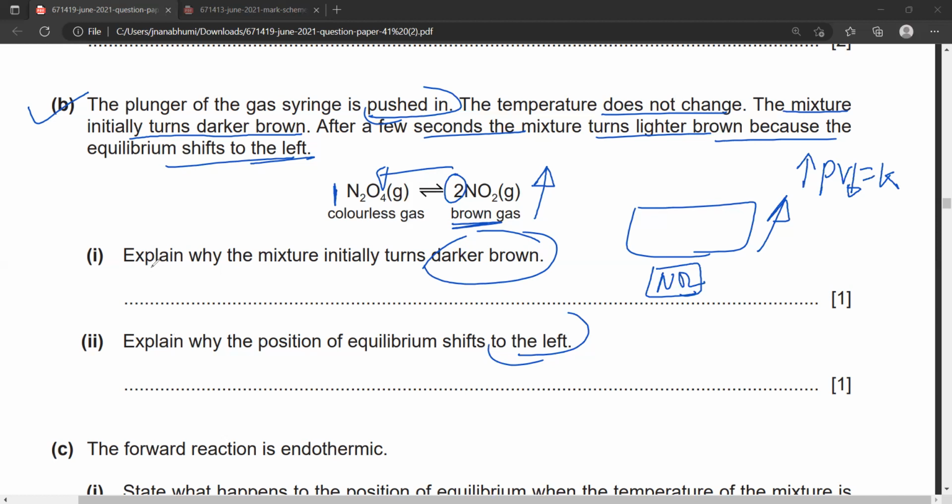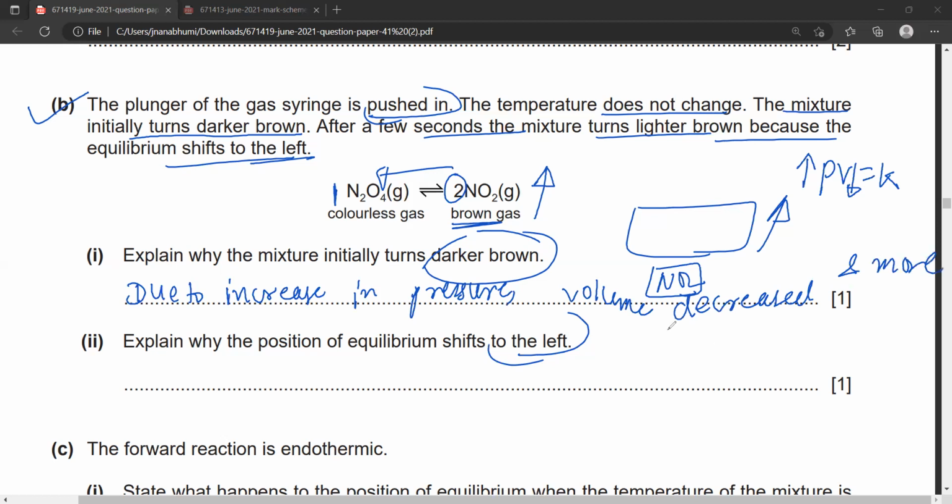So write the answer. Explain why the mixture initially turned darker: due to increase in pressure, volume is reduced or decreased, and more NO2 is there, right? Due to that.